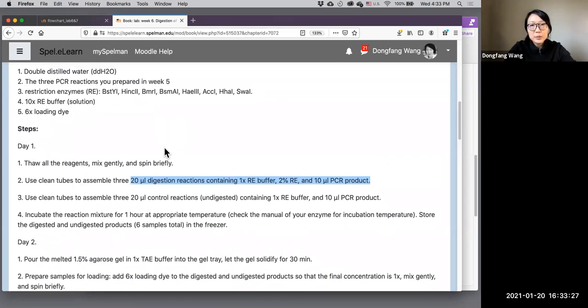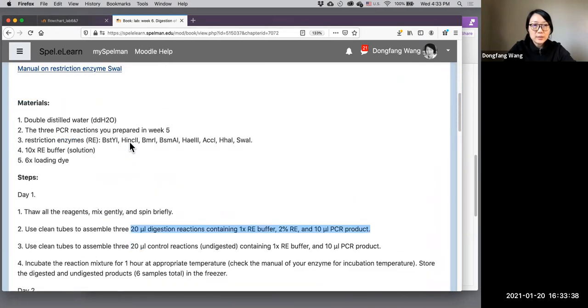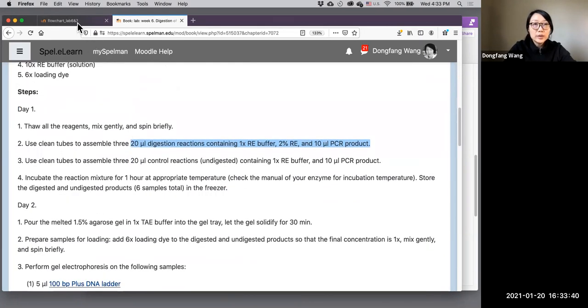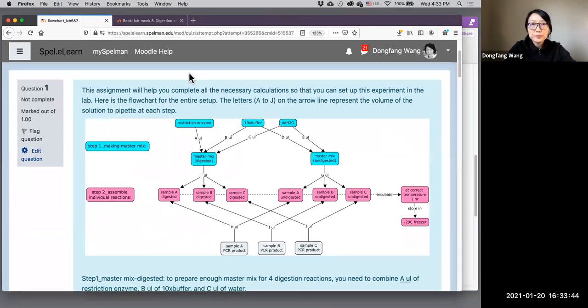So in this lab, we're going to digest the PCR product and analyze the digestion product on the gel. To start, we have this step-by-step protocol already rendered into a flowchart. So we're going to go through this.